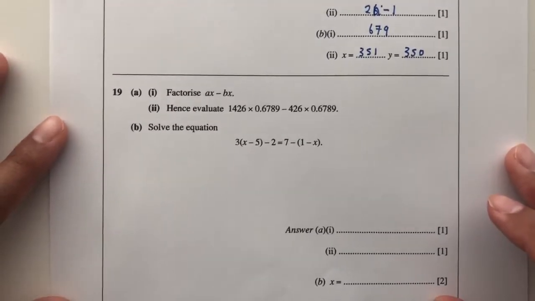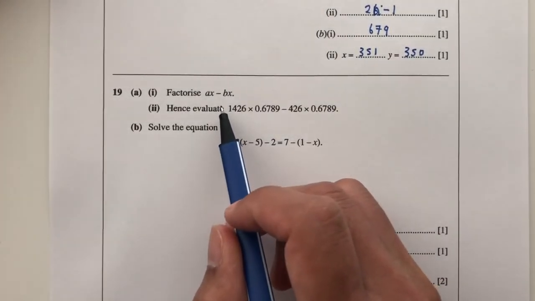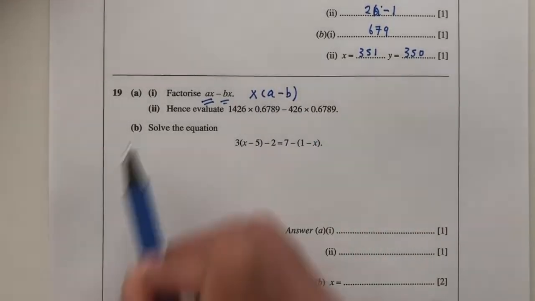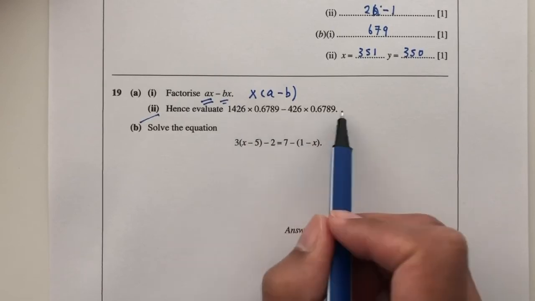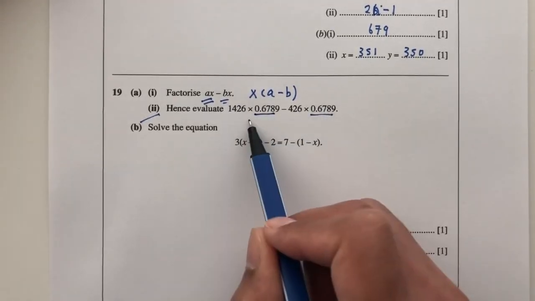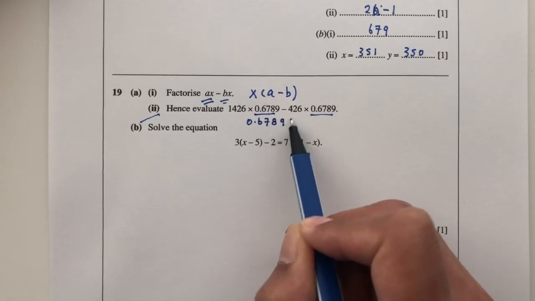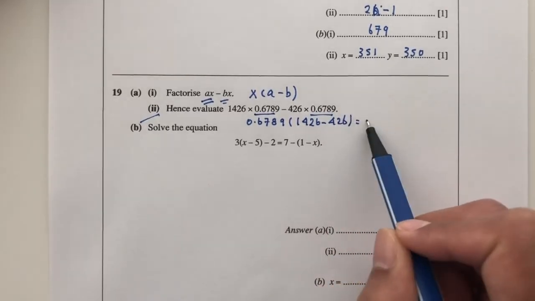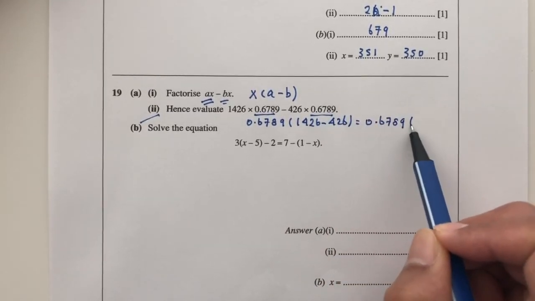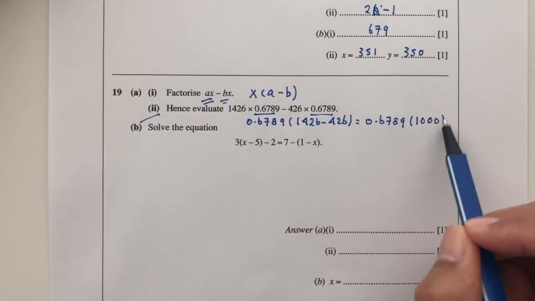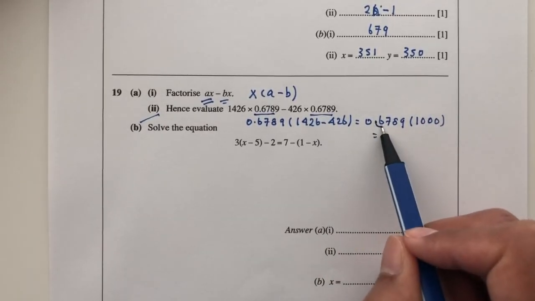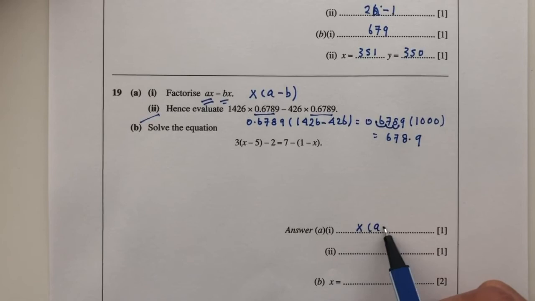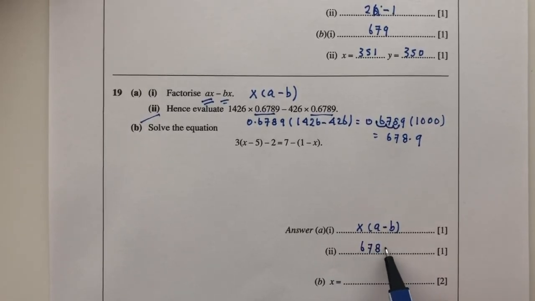Okay. Now question number 19, we have factorize ax minus bx. So x is common, we take out x, we have a minus b remaining. Now part 2, hence evaluate this. So this is common here, we can take it out, 0.6789. We have 1426 minus 426, that becomes 0.6789 times 1000, which is, have to move by 3 decimal places, 1, 2, 3, 678.9. So part 1 is x, a minus b, that will be 678.9.